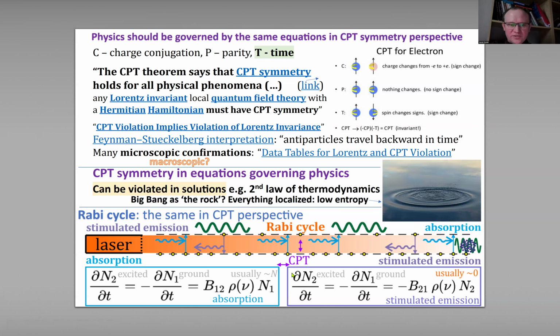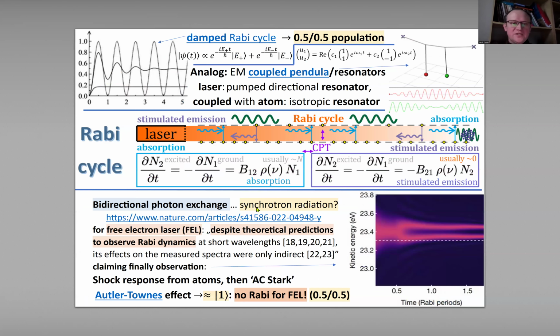And you have these two equations, the absorption equation and the stimulated emission equation, which change sign if you switch time to negative time. N2 is the number of excited atoms. In absorption it grows, while the ground-state atom number shrinks, and the opposite for stimulated emission. And they are governed by the same Einstein coefficient B12. So we can also take this as an argument for CPT symmetry, because they are the same equations if we look from the CPT perspective.